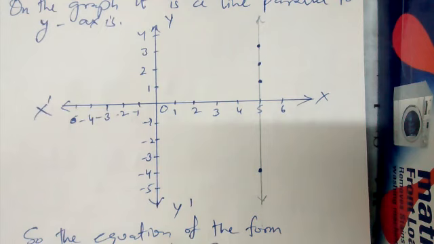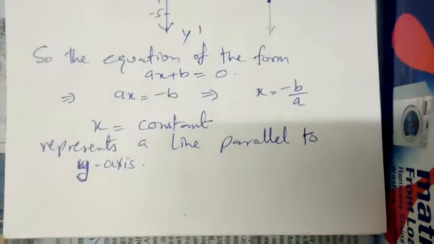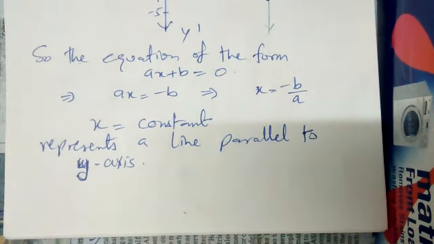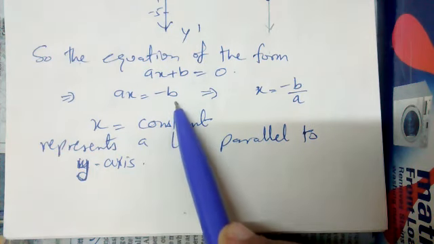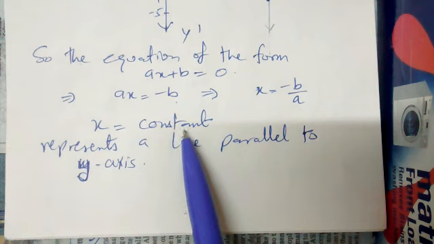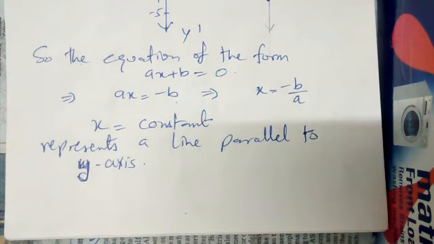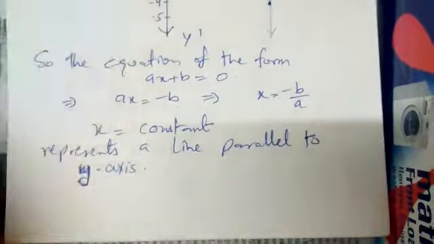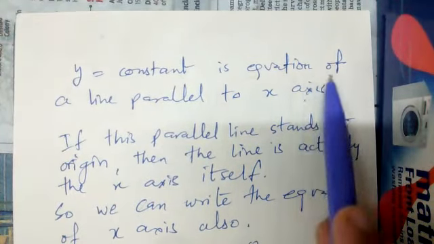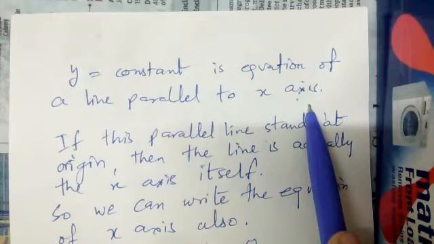So we generalize that an equation of the form ax plus b equal to 0 gives a line which is parallel to the y-axis. We simplify it a bit. Ax equal to minus b, x equal to minus b upon a. A and b are real numbers, so x equal to constant. Now this represents a line parallel to the y-axis. So y equal to constant is equation of a line which is parallel to x-axis.